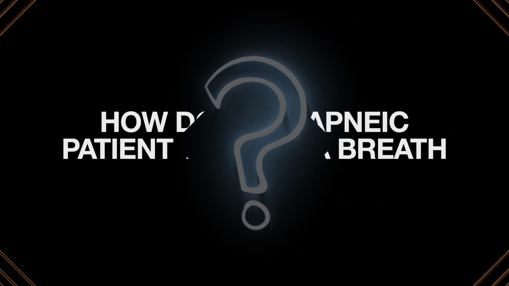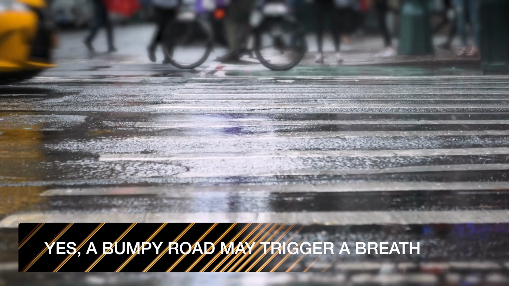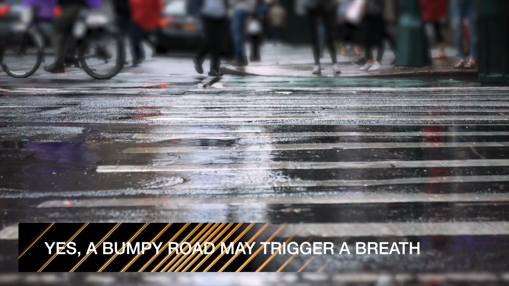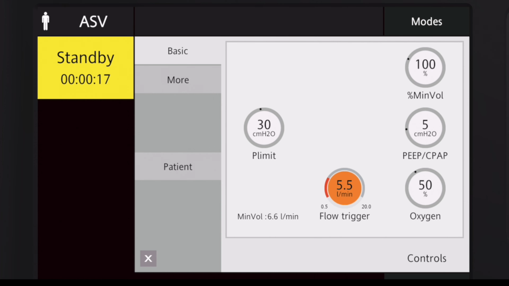It's scenario time. So you're bouncing down a pothole-laden road and notice extra breaths triggered by the bumps and vibration. Since the patient is not breathing, the ventilator supplies the patient's total metabolic requirement for oxygenation and ventilation. Therefore, the flow trigger is safely increased incrementally by 5 liters per minute until the unintended breaths stop.